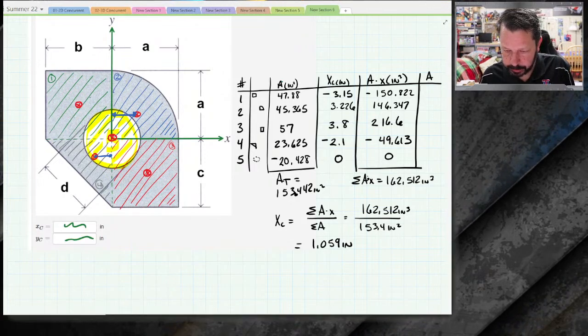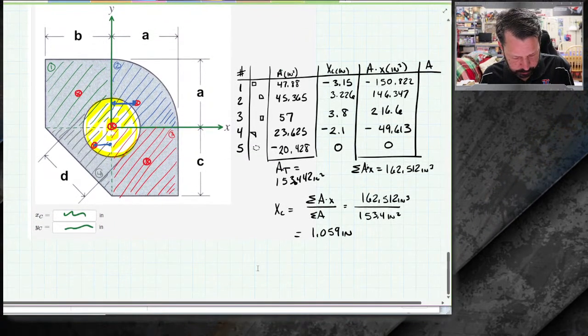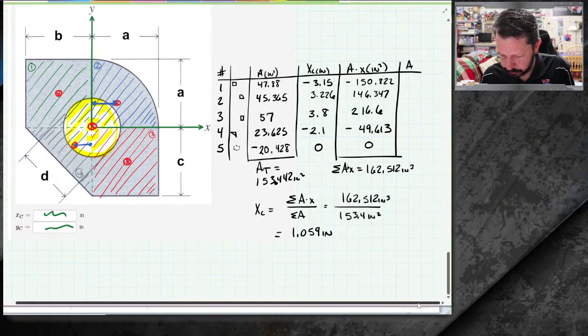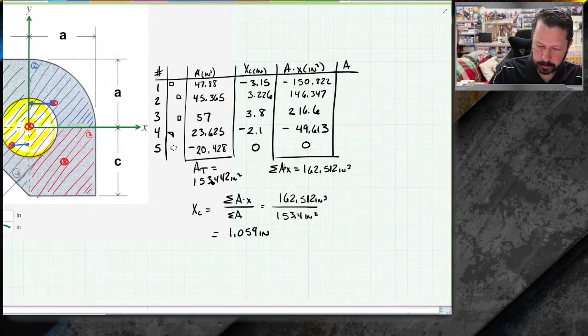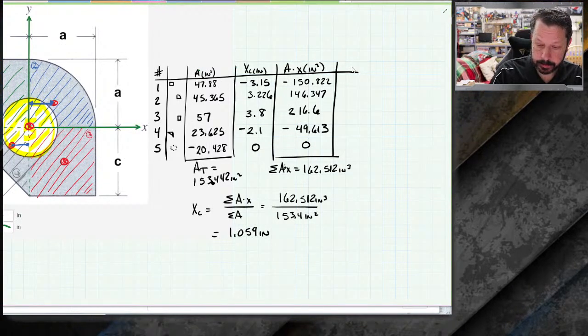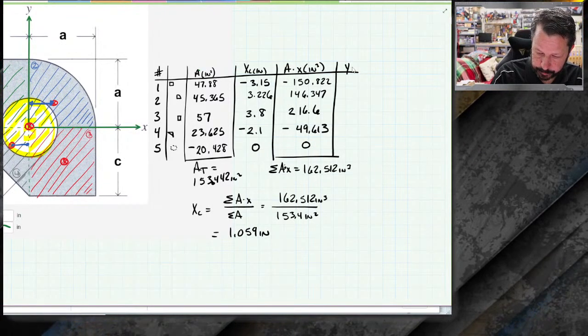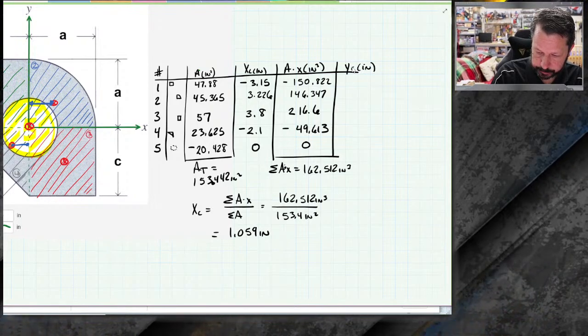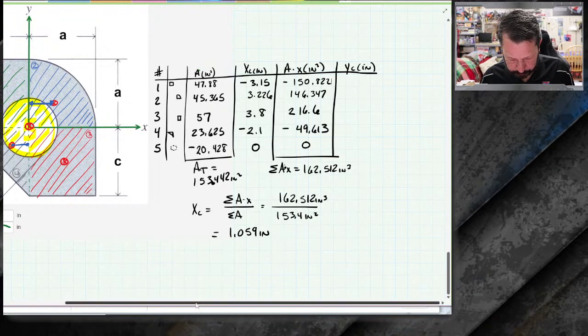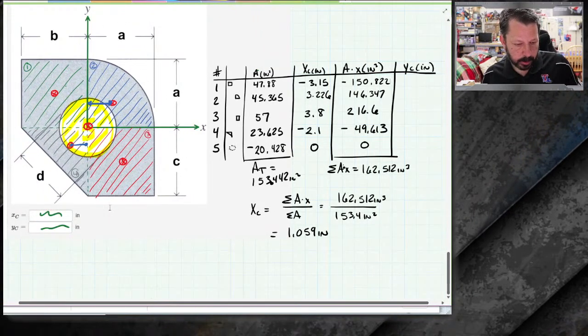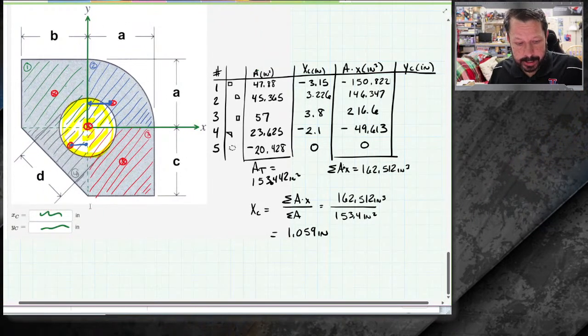Oh, I bet it's off the bottom of my screen. Yeah, there we go. All right. So A, oh no, we already have A. We need y sub c, also in inches for each individual part. So let's see if we can get the parts back on the screen. There we go. So this is measured from the x-axis.